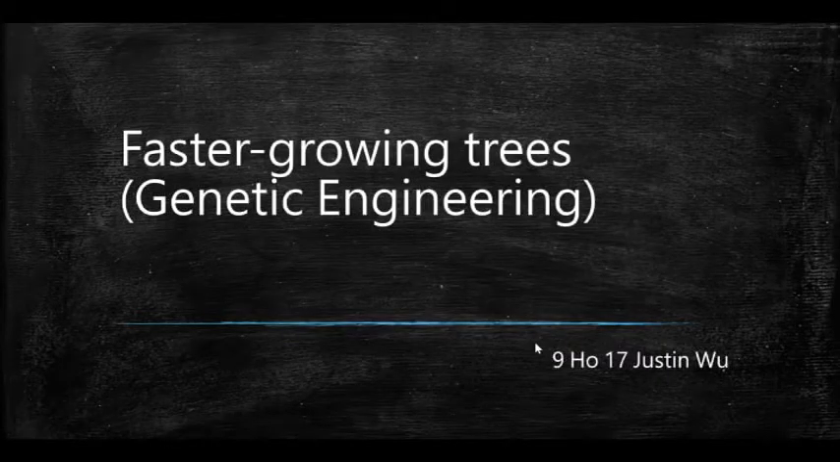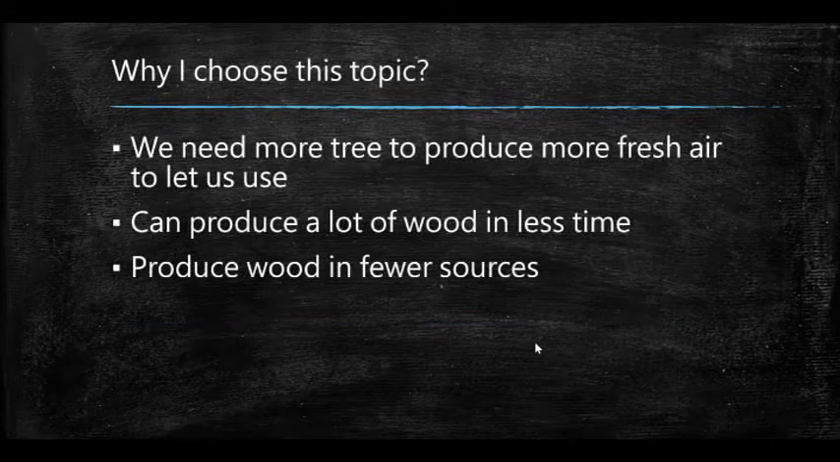Now, I'm going to tell you why I chose this topic. The world is going to be destroyed if we keep polluting it. The way we can save the world is to decrease the garbage and the CO2 on our Earth. If we have this kind of tree, we may create a lot of fresh air in a short time, and this may be a good idea to save the world. Also, these trees can produce a lot of wood in less time and with fewer resources. Now, let me show you a video about faster growing trees.